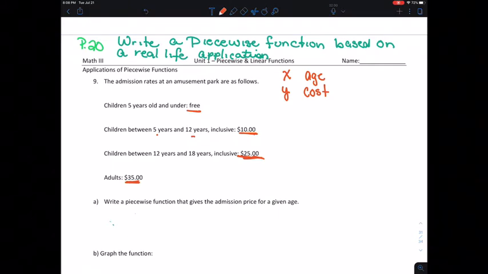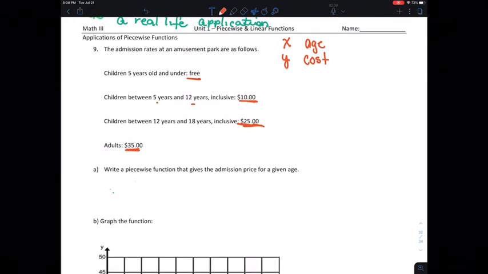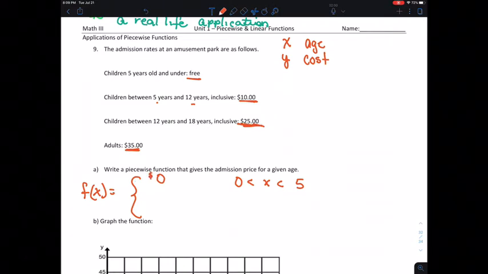Since x is our domain, our x value, our piecewise function will be broken up by age. So we're going to have f of x equal to, and when a child is 0, and the reason I started at 0 is because you can't be a negative age. So when a child is between 0 and 5, they won't pay any money, so they pay $0.